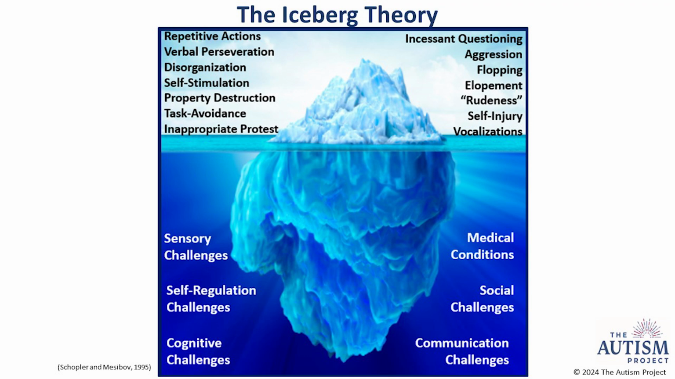When we think about autism, I like to use this iceberg theory. We oftentimes think about what we're seeing above the water, things like verbal perseveration or elopement, or sometimes our guys come off as being rude or task avoidance. Sometimes there's property destruction. Sometimes there's aggression. And what we like to think about is what else is going on with that person. What is underneath the water?